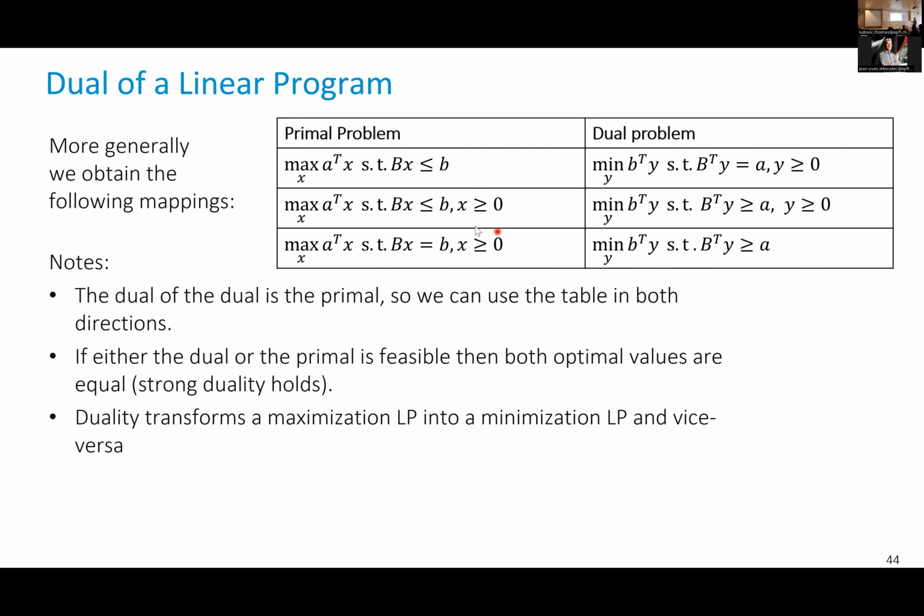Of course, there are mixed forms. You could have a form where you have inequality and equality here, but you can transform it by saying that an equality is a mixture of inequalities. Right? It's two inequalities, one Bx less than b and minus Bx less than minus b. So Bx less than b and minus Bx less than minus b is the same as Bx equal to b here.